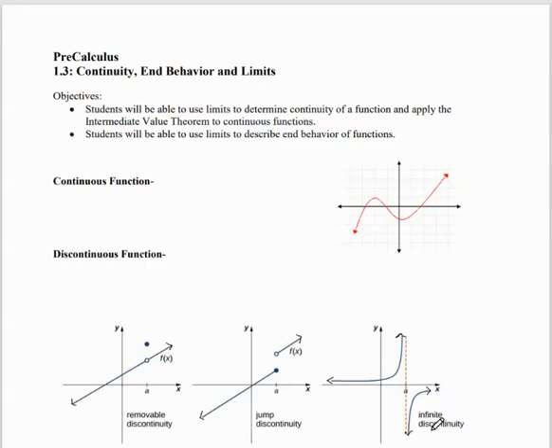Let's look at section 1.3. This section has a lot of pre-calculus material in it. So the notes may feel a little long, but we're going to go nice and slowly so that you can make sure that you fully understand these new concepts.